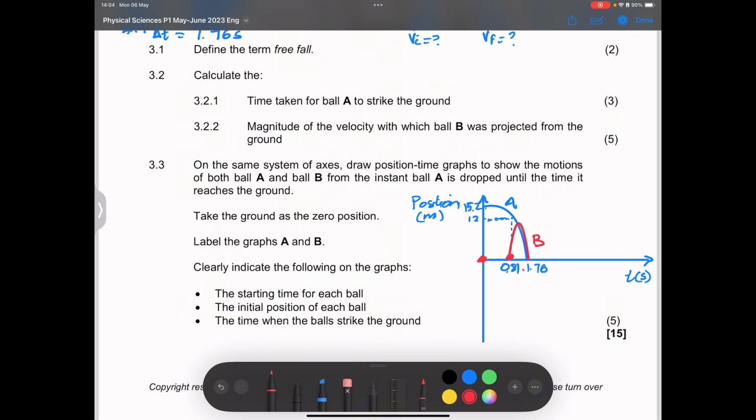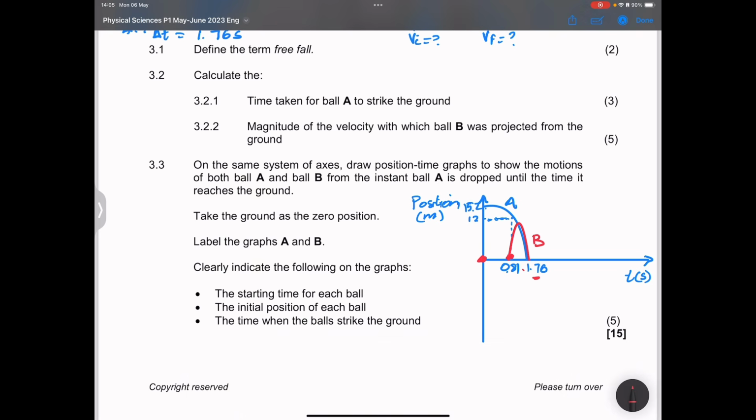So the initial position would have been 0 for B and 15.2 for A. And they say the time that the balls strike the ground, that's 1.76. And essentially, ladies and gents, that is really how the cookie crumbles.